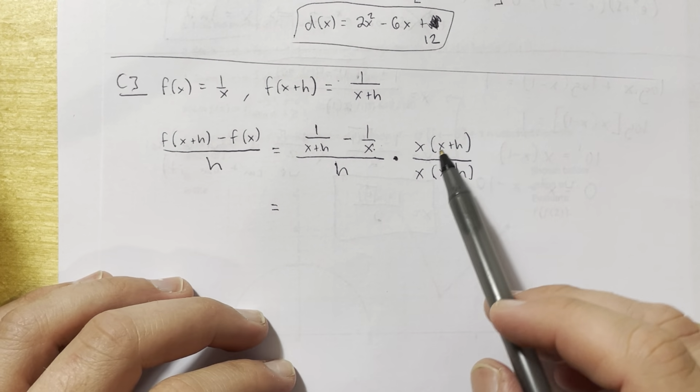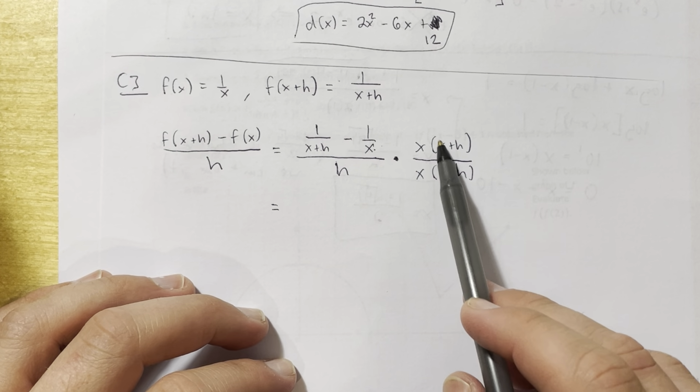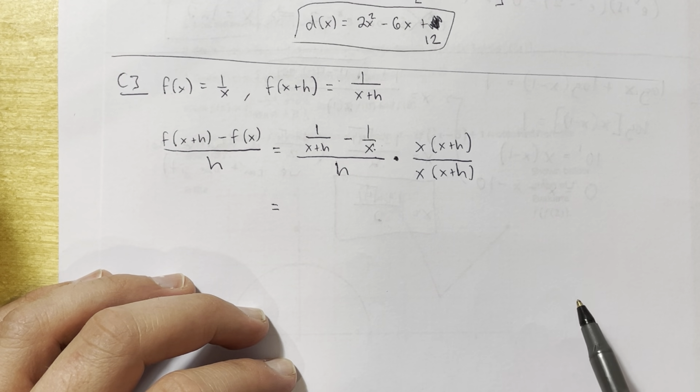So now think about what would happen if I took this x times x plus h and distributed it to each of these terms.